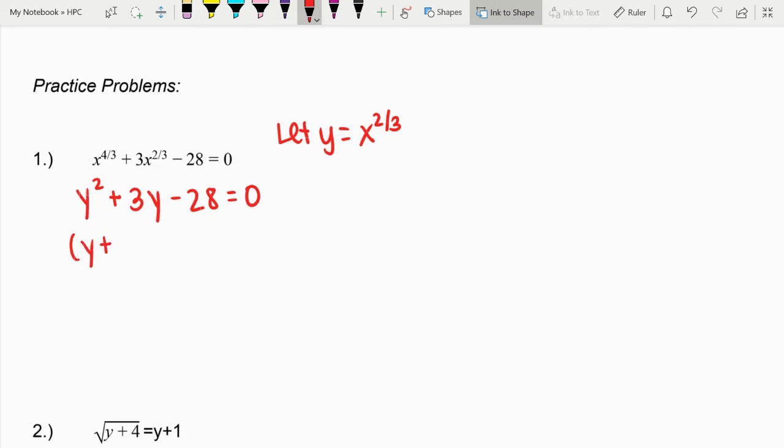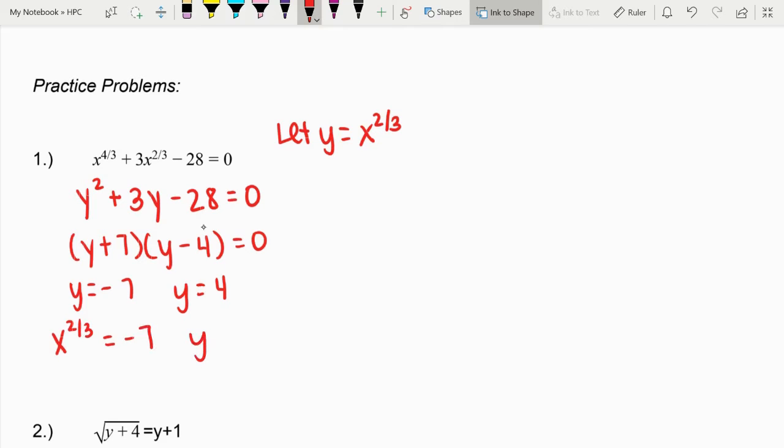So I'm going to have (y plus 7)(y minus 4) equals 0. Now I have y equals negative 7, or y equals 4. But now we have to remember to substitute back. So this is actually x to the 2/3 equals negative 7, and x to the 2/3 equals 4.